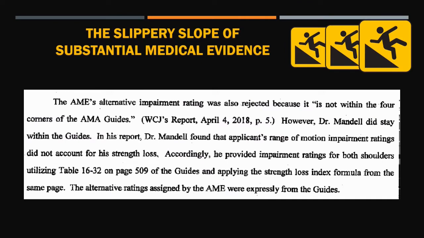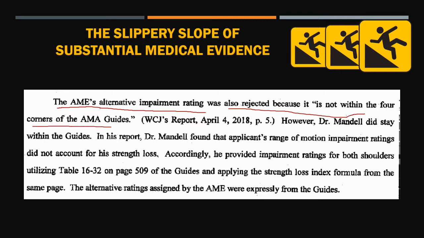So the workers' compensation judge had a problem with these alternative impairment ratings, and the workers' compensation judge provided rating instructions to the rater down at the disability evaluation unit to use the impairment values from the medical evaluator's strict impairment rating, which was 2% for the right upper extremity and 3% for the left upper extremity. And the workers' compensation judge told us that the medical evaluator's alternative impairment rating was also rejected because it was not within the four corners of the AMA Guides.